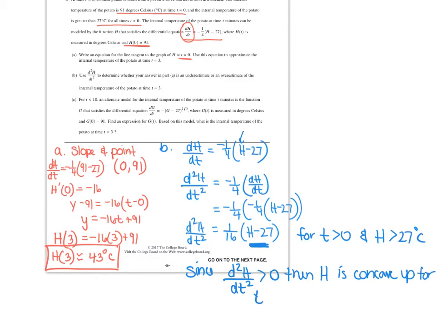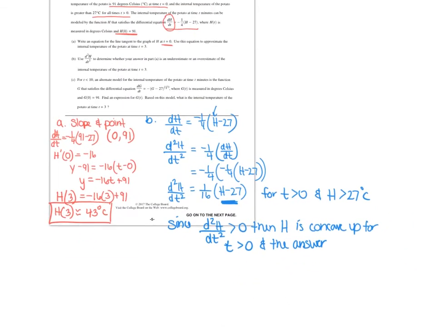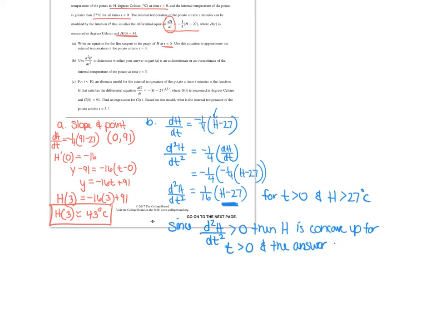For our values greater than 0. And the answer in part A must be an underestimate. Okay, how do we know that?